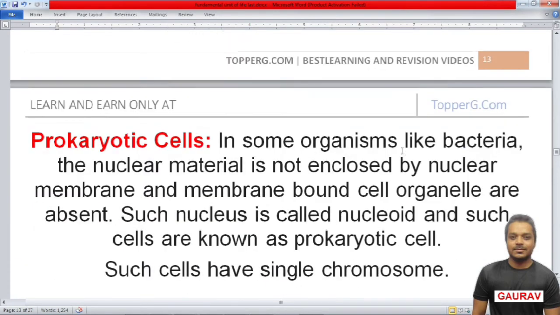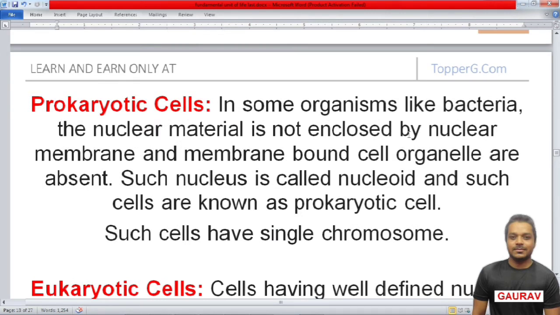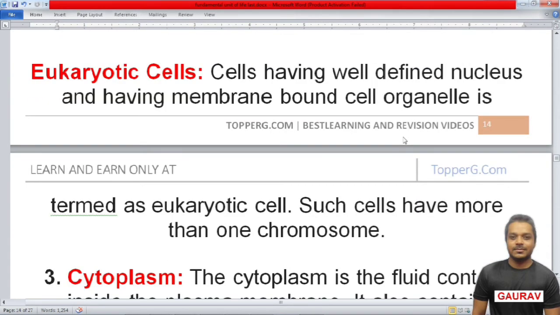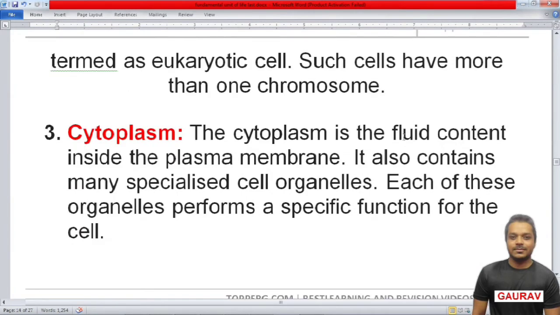Prokaryotic cells. In some organisms like bacteria, the nuclear material is not enclosed by a nuclear membrane and membrane-bound cell organelles are absent. Such a nucleus is called nucleoid, and such cells are known as prokaryotic cells. Such cells have a single chromosome. Eukaryotic cells. Cells having a well-defined nucleus and having membrane-bound cell organelles are termed eukaryotic cells. Such cells have more than one chromosome.